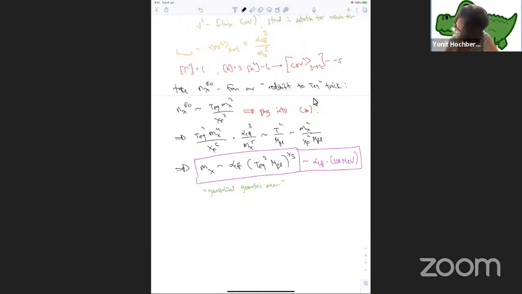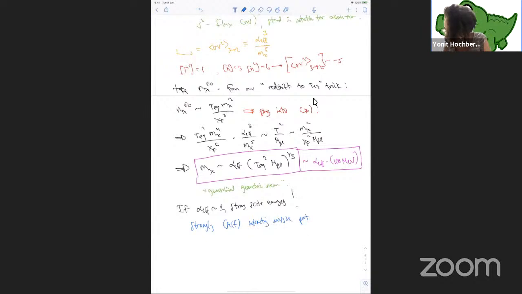Okay? So over here, what we get is that if alpha effective is of order 1, now the strong scale emerges. And this is, again, on equal footing with the WIMP case, where if I put in a weak coupling, the weak scale emerges. Now I put in a strong coupling, the strong scale emerges. So this is what we called a strongly interacting, let's put in self-interacting, massive particle, or instead of a WIMP, we called it a SIMP. So this is what's called in the literature the SIMP miracle. Okay?